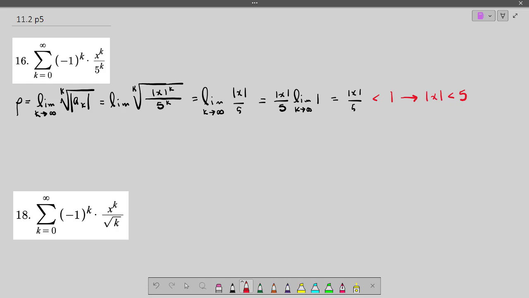This tells us what the radius of convergence is. As soon as we get the absolute value of x isolated, the radius of convergence is whatever's on the right-hand side there. Now, we don't know the interval of convergence yet. What we know are the goalposts. We don't know what happens at the endpoints yet.